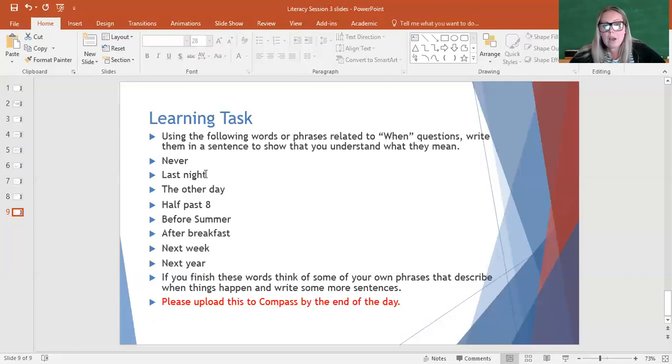Now you can see there's quite a few here. If you do not get through all of them, that is okay. You still need to upload what you get done by the end of the day. If you finish all of them, that is also okay. And if you still have some time, you might like to think of some of your own phrases that can describe when things happen and write some more sentences.